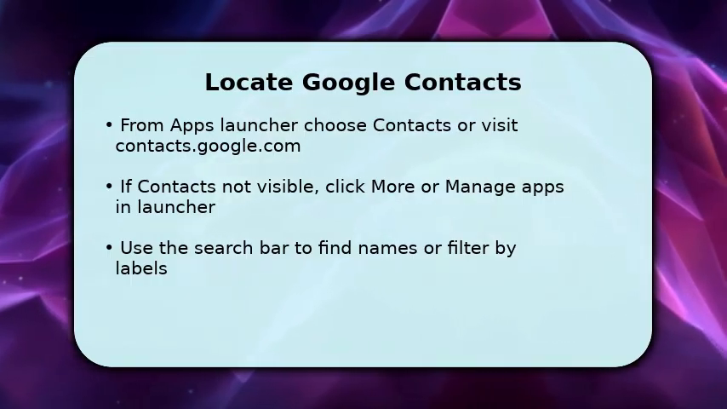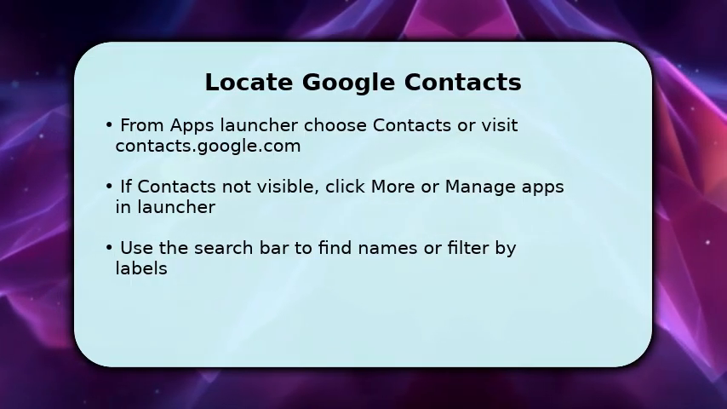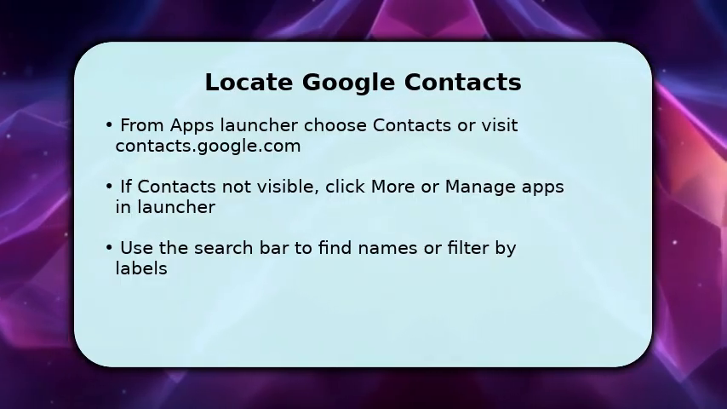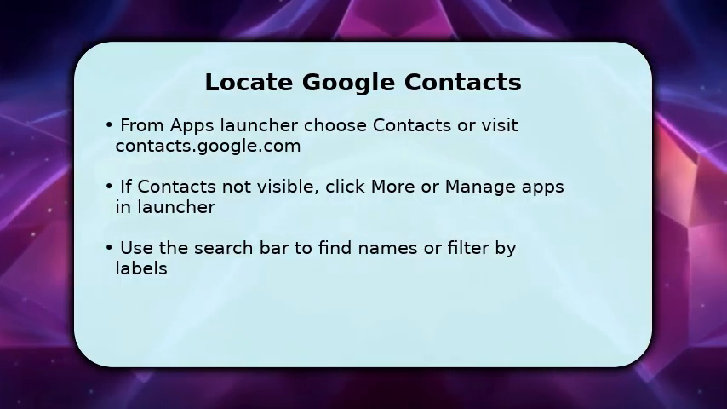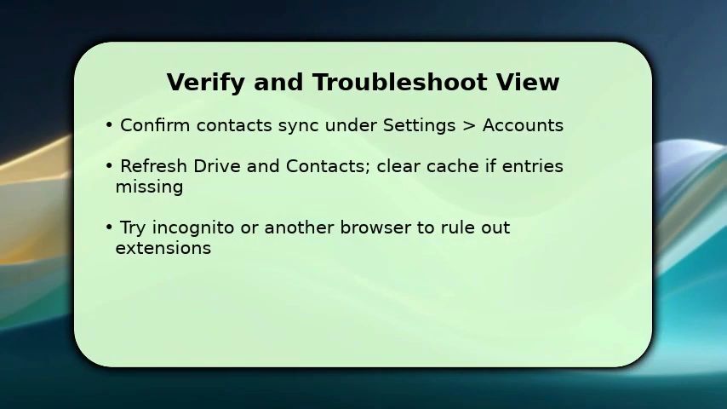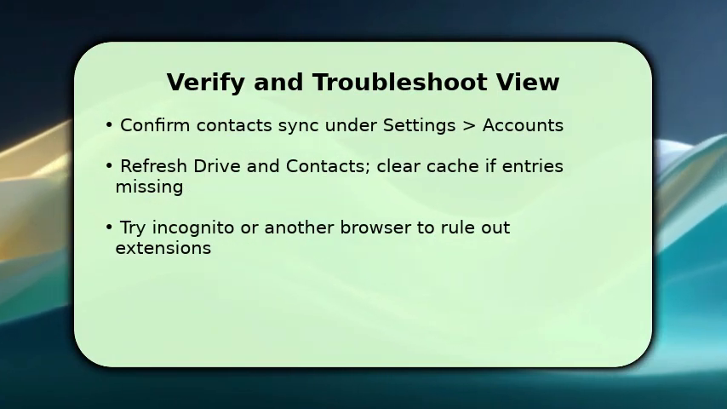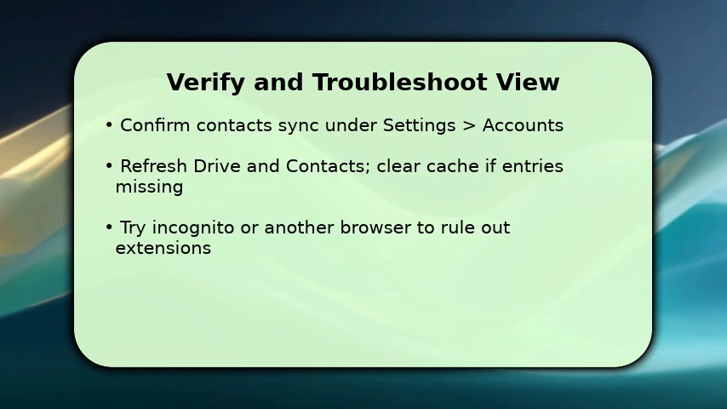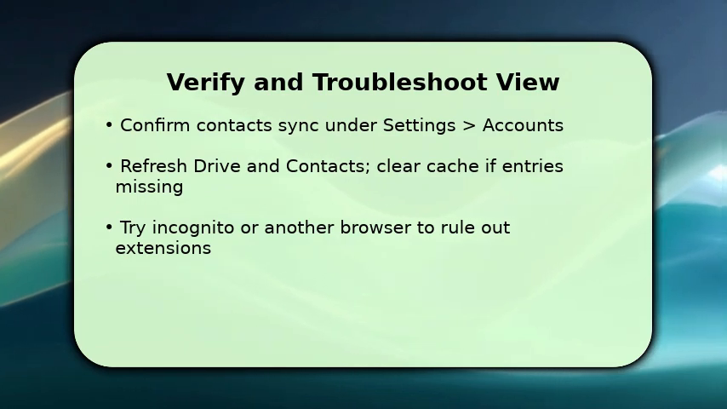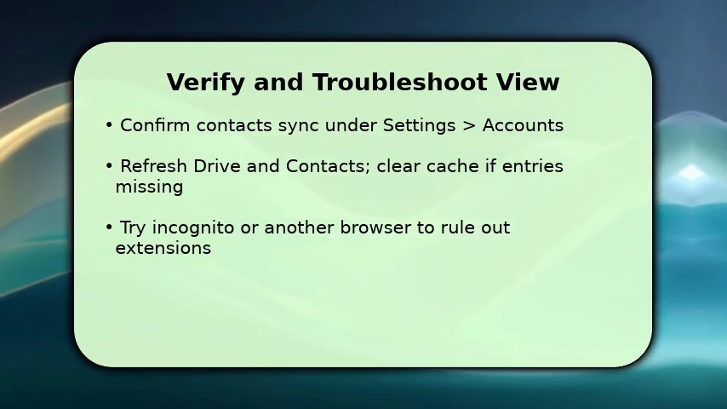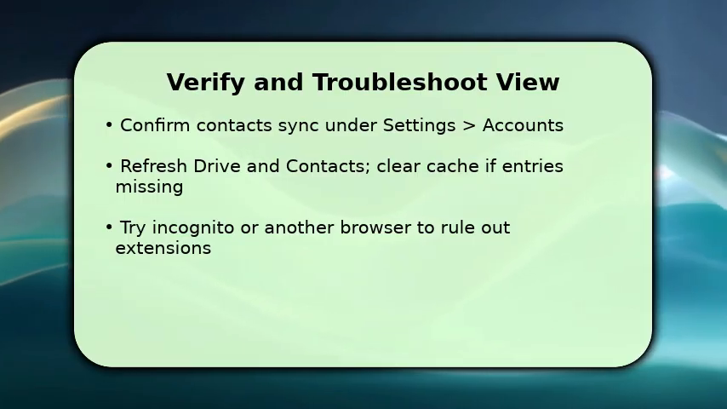Make sure to check the left panel for labels and directory options, because Drive-shared contacts often appear under suggested or imported groups. To finish, verify Contacts Sync. Open Contacts Settings and check Account Sync is enabled. Then return to Drive, refresh the page, and check the contact appears where expected.